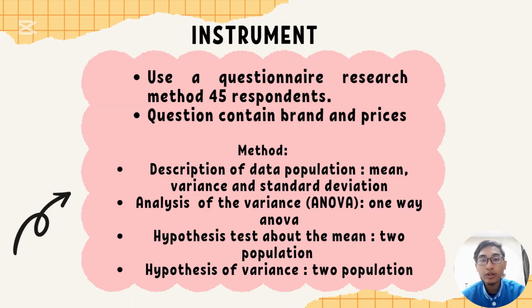So for our instrument, we use the 45 respondents that responded to our Google Form. The Google Form contains questions about their brand of smartphone and the prices of their smartphones. The methods that we use to analyze are the description of data population, that is mean, variance, and standard deviation. After that, we also use one-way ANOVA, that is one-way analysis of variance. After that, the hypothesis test about the mean with 2 populations, and lastly, the hypothesis test of variance with 2 populations.